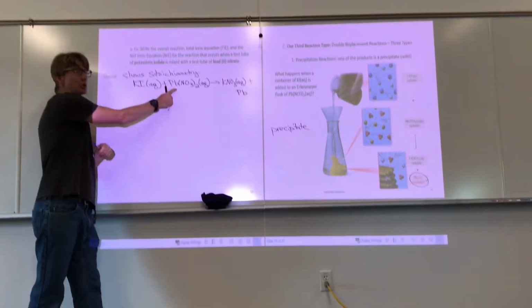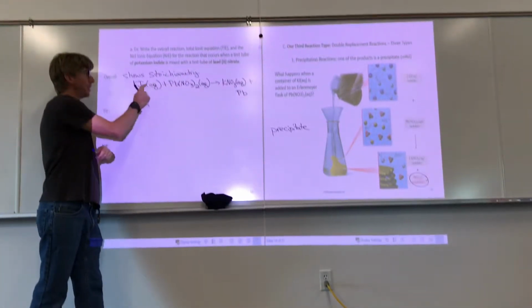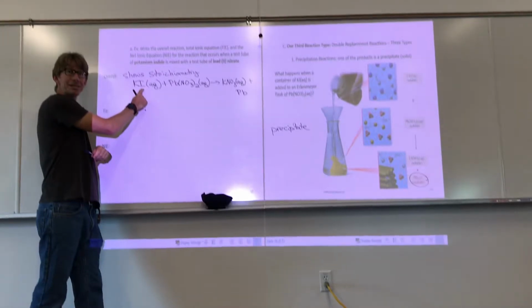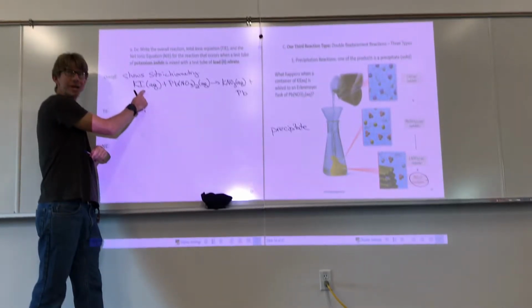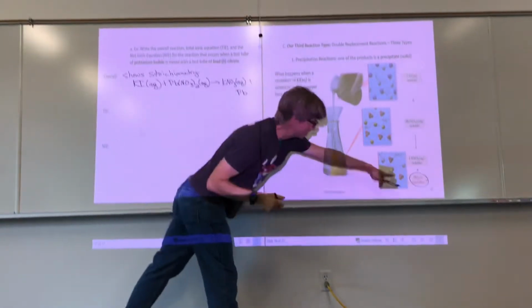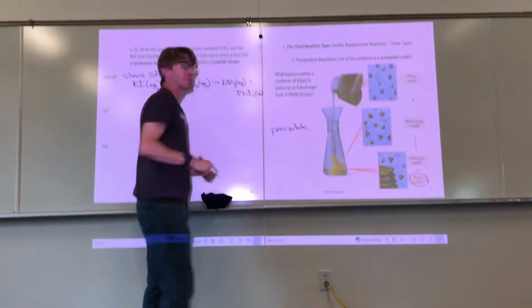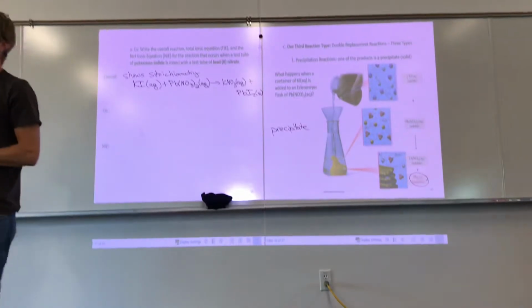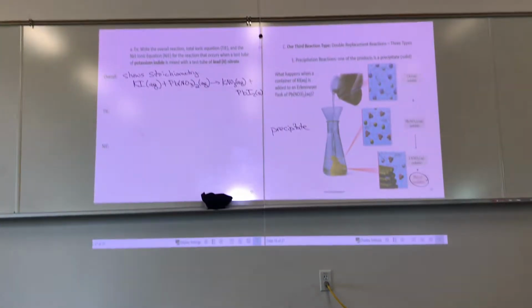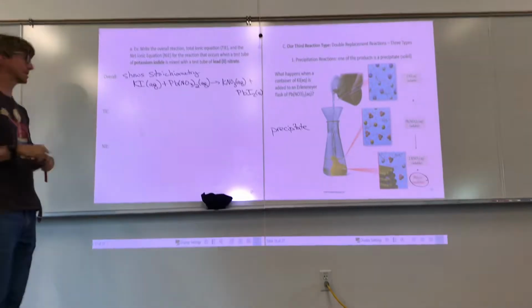Take the lead 2+ here, pair it with the I- here. You'll need 2 of the iodides, and that's also shown over there. And if you look at your solubility rules, you will see that lead 2 iodide is an exception to the fact that most iodides are soluble, and it is insoluble. So insoluble things show up as solids.